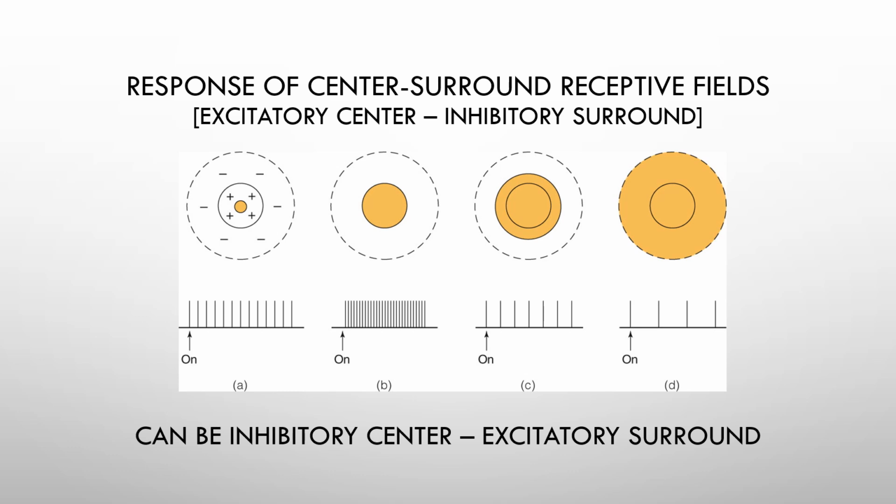I make that ball of light even larger so that it hits the entire surround, and I slow that neuron down even more. So that is the example of an excitatory center, inhibitory surround, center surround receptive field for a particular neuron. What it's going to respond best to is small dots of light. And then as we get too big, it's going to respond less to that. So we're looking at excitatory center, inhibitory surround, but these center surround receptive fields can be inhibitory center, excitatory surround.